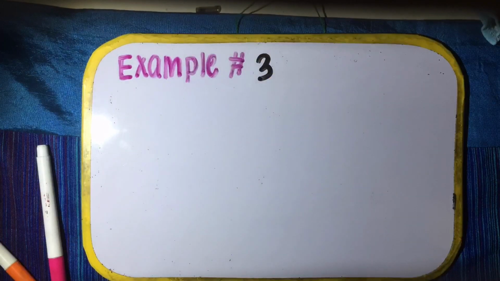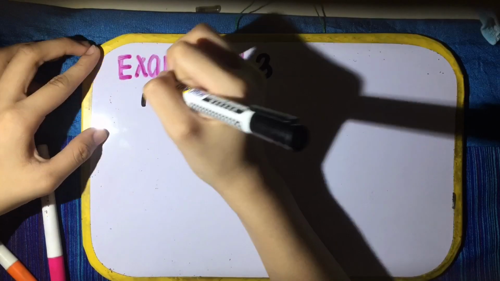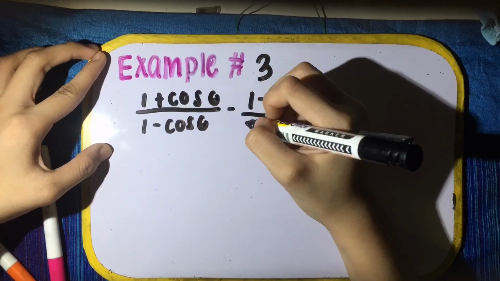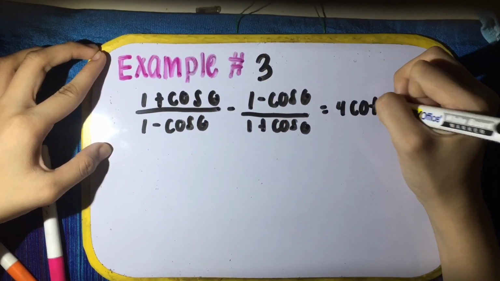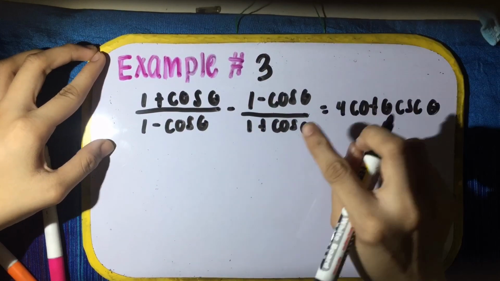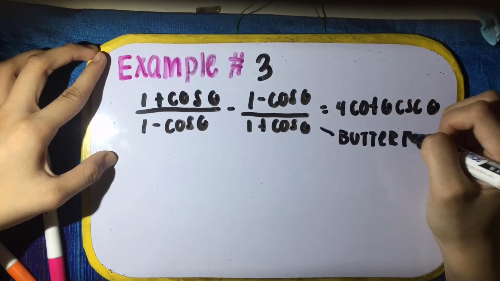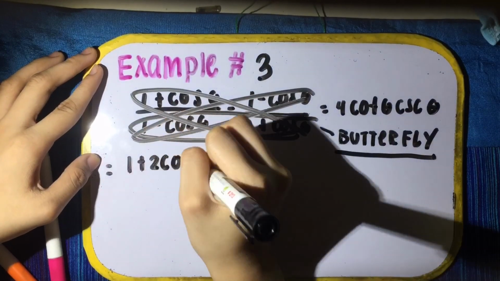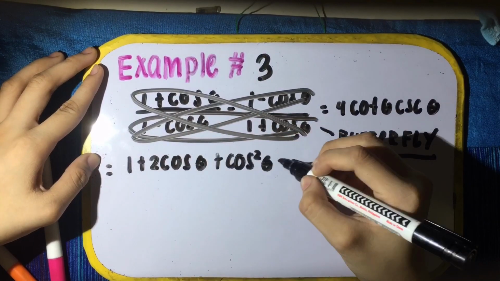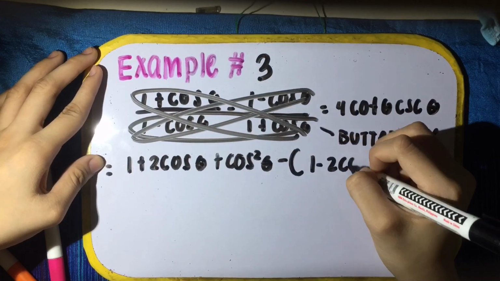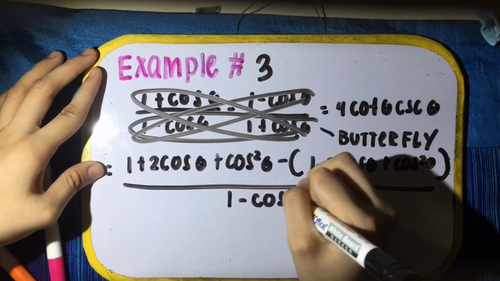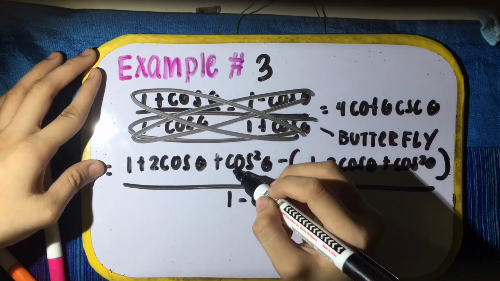For example number 3, 1 plus cos theta over 1 minus cos theta minus 1 minus cos theta over 1 plus cos theta is equal to 4 cot theta cosecant theta. In this equation, we will be using the butterfly method to verify the left side, wherein we will get 1 plus 2 cos theta plus cosine squared theta minus 1 minus 2 cos theta plus cos squared theta over 1 minus cos squared theta.